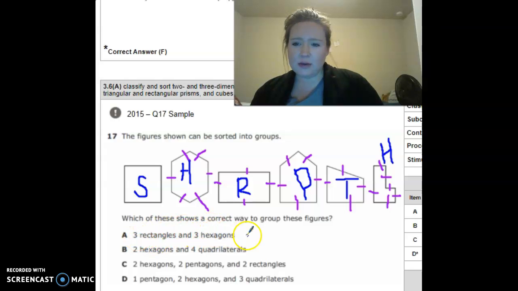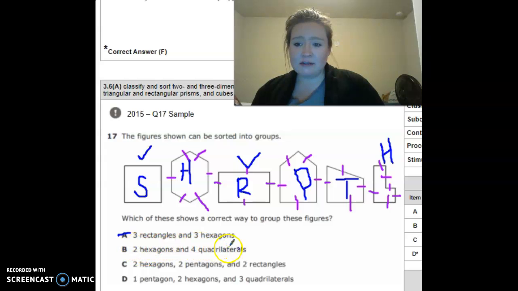3 rectangles and 3 hexagons. Well, I know that a square is a special rectangle. So this could be a rectangle. This is a rectangle. But I don't have any other rectangles, so that is the wrong answer.